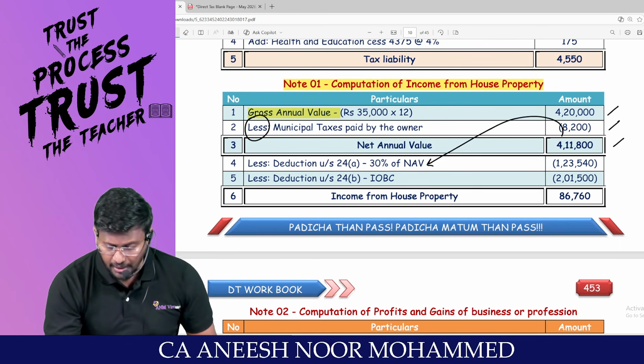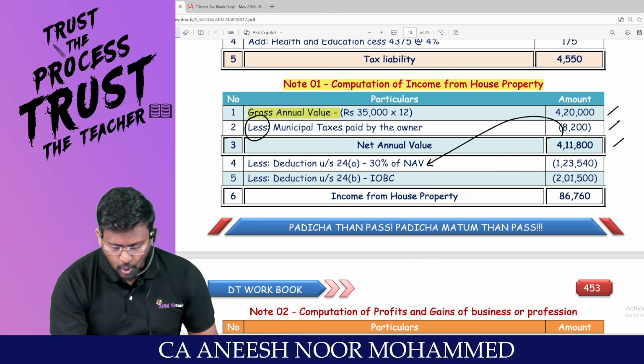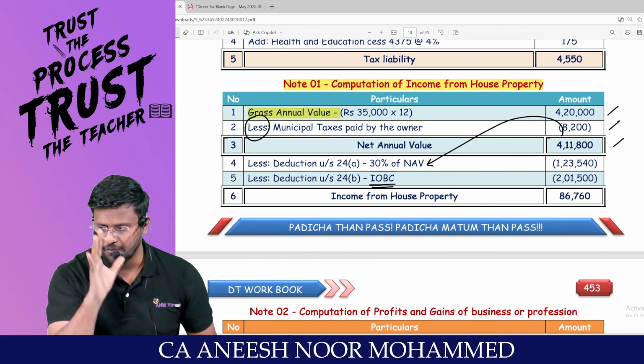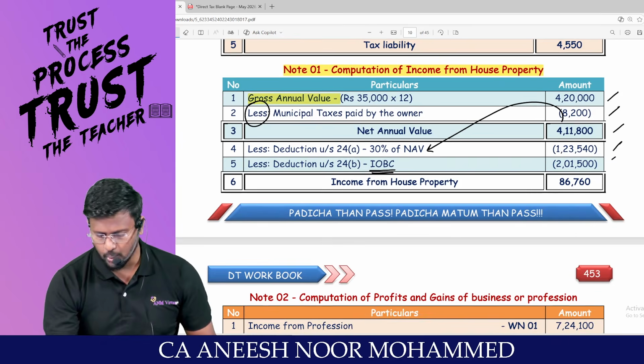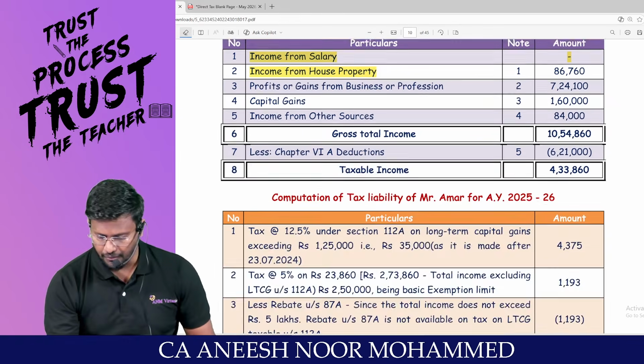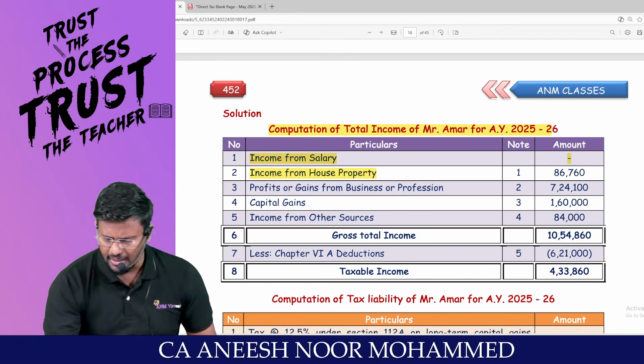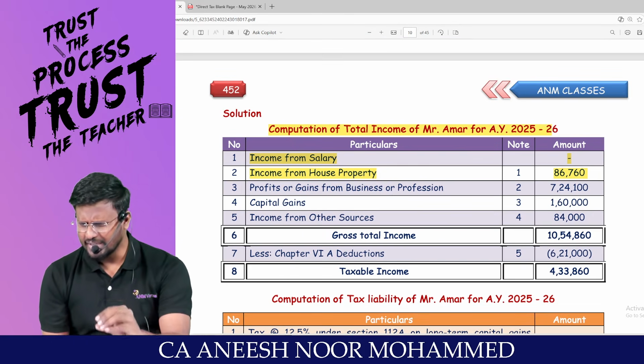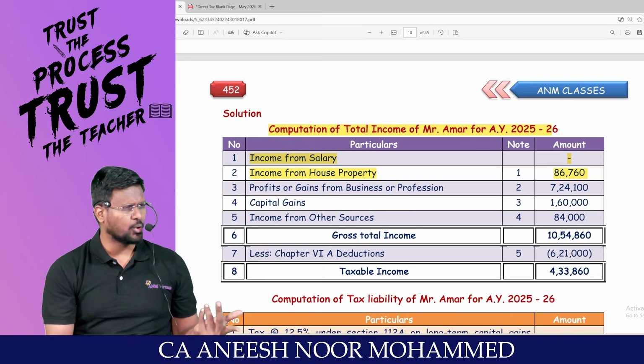On that, you have to apply 30%. And the interest on borrowed capital has been specifically given in the question, 2,01,500. So your income from house property will be 86,750. That's what income from house property, 86,750. Fairly a simple deal to compute the income from house property in this question.